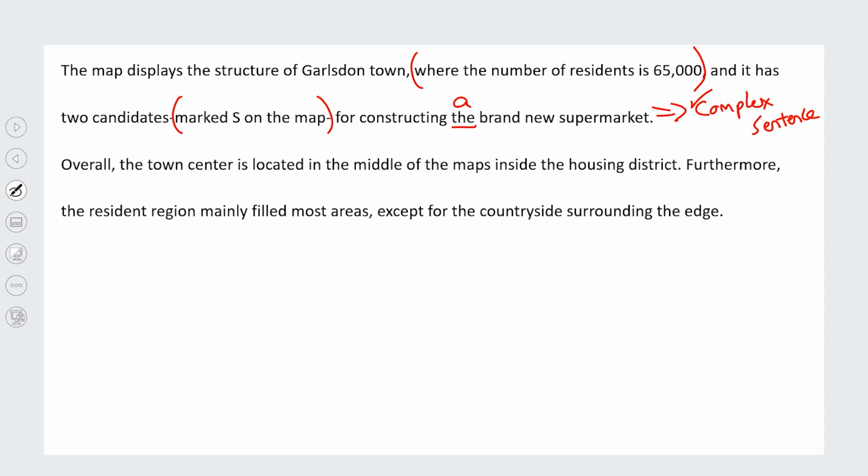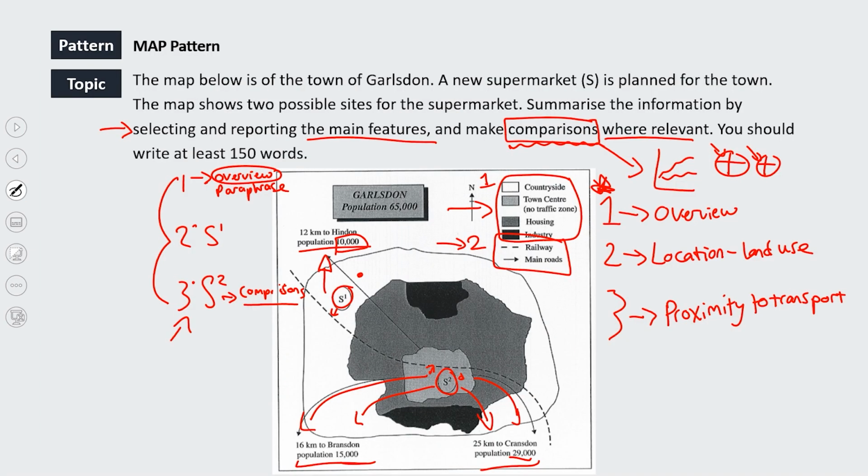"Overall, the town center is located in the middle of the map, inside the housing district." I like that. "Furthermore, the resident region mainly filled most areas except for the countryside surrounding the edge." This sentence is a little bit more vague. I have an issue with "the resident region". It should be "residential", because we're describing, so it should be an adjective. I can kind of see what they're physically describing on the map.